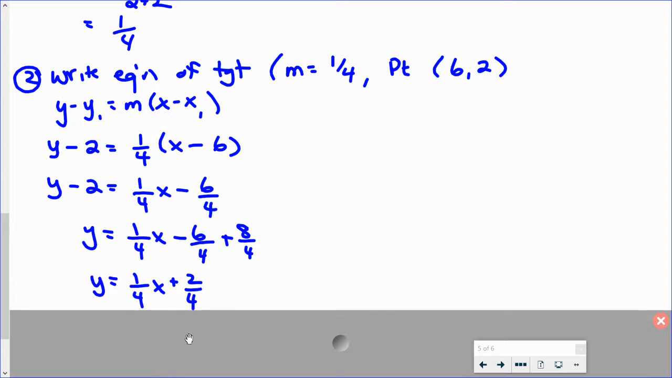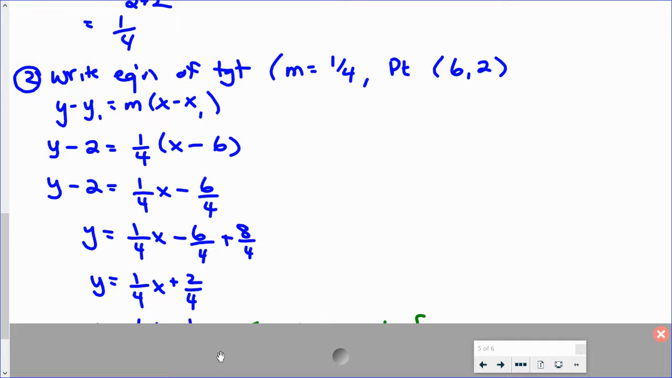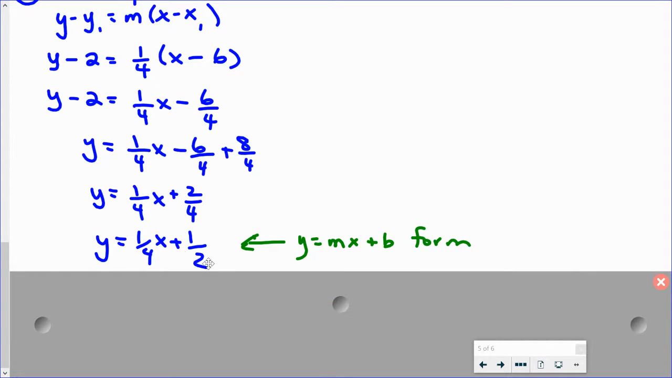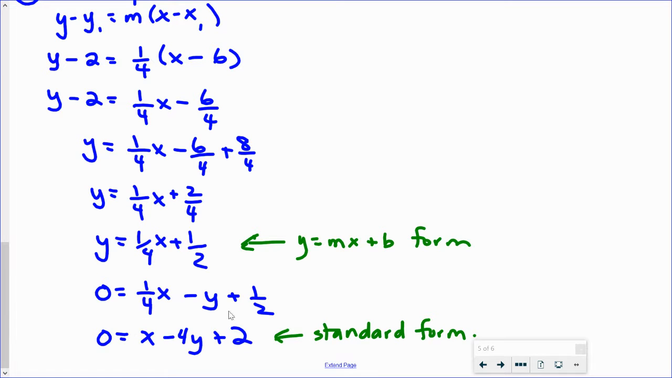Okay. As I simplify, I end up with a slope in y equals mx plus b form, which gives me 1/4 x plus 2/4, or 1/2. Or if I want this to be in standard form, I bring everything to one side, and I remember that in standard form, we don't like to have fractions, especially in this first value, so I multiplied everything through by 4. And that is the end of our difference quotient lesson.